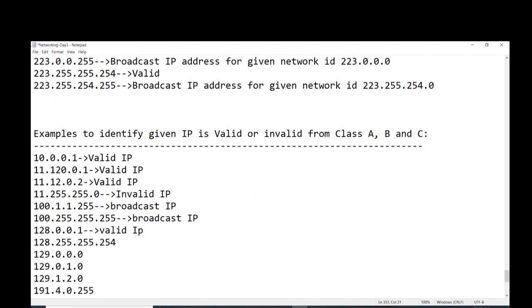Valid IP. Is this valid? Yes, sir. Valid IP, sir. Okay. Are both in the same network? No, different network, sir. Why is that? It is 128.0 and 128.255, sir. Because this is a class B range. Yes or no? 128 to 191.